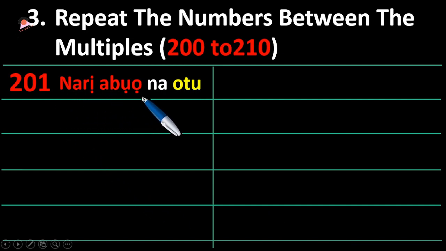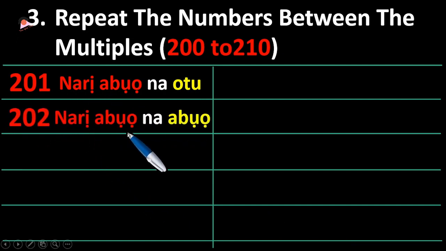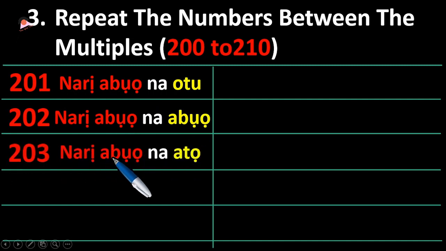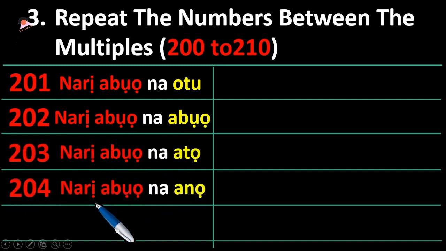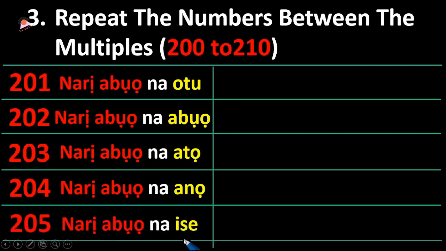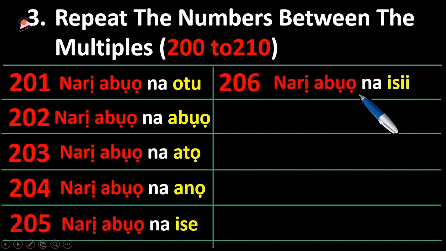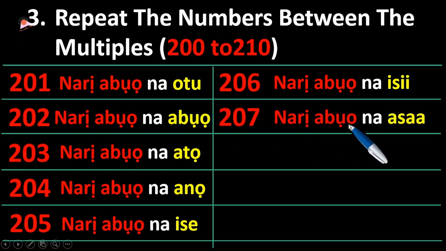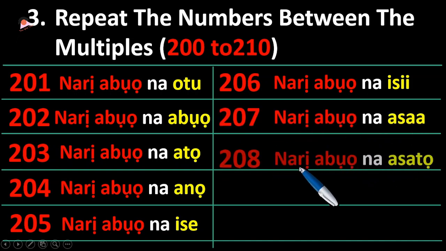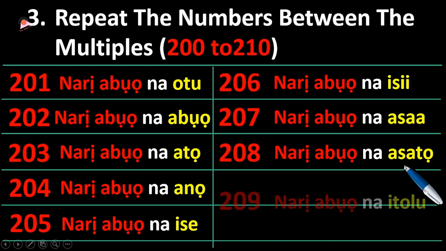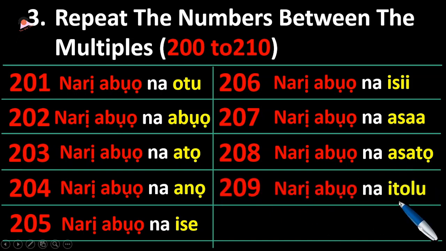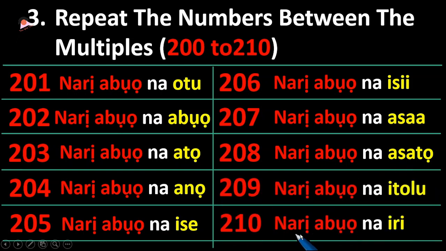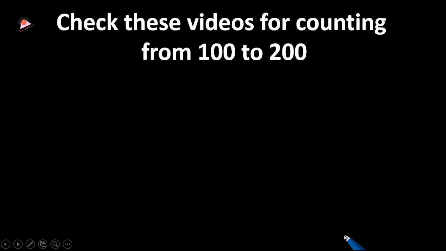201, nare abua na otu. 202, nare abua na abua. 203, nare abua na ato. 204, nare abua na ano. 205, nare abua na ise. 206, nare abua na isi. 207, nare abua na asa. 208, nare abua na asato. 209, nare abua na itolu. Then 210, nare abua na iri.